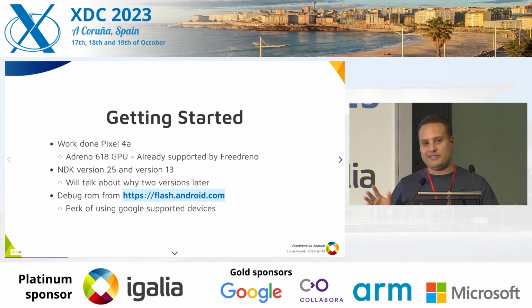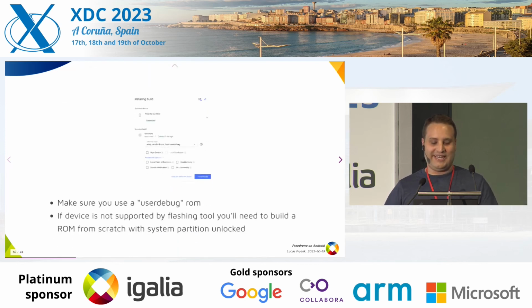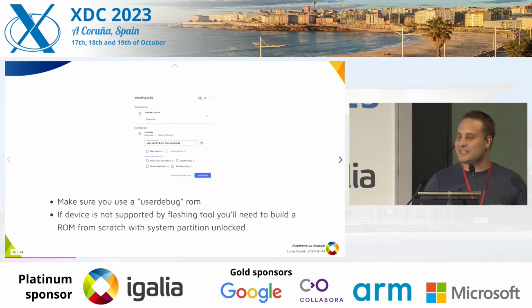Later in the presentation, I'll talk a little bit about why two different NDK versions ended up being used. The other convenient thing about using a Pixel device is Google has this handy tool for Android where they have a bunch of ROMs available and a tool to flash them to your device. This is very important because when you're messing with the system partition on an Android device, you need a userdebug ROM that actually lets you unlock the file system, because Android can be very locked down.